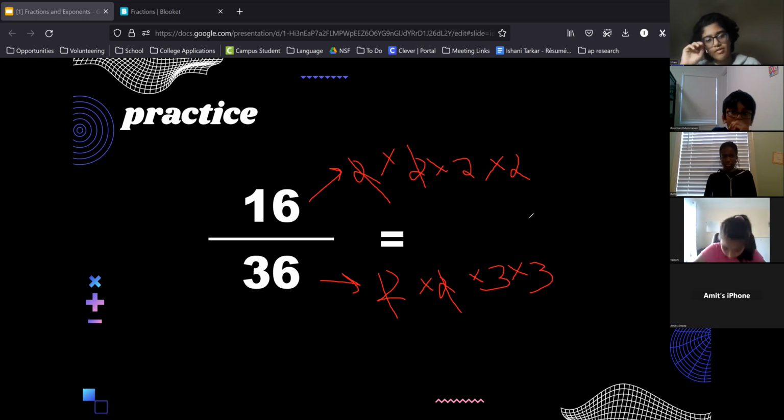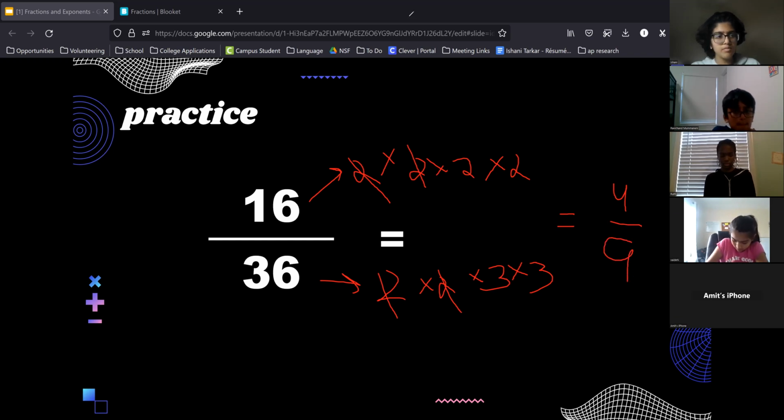And also, by the way, if you think that it is hard, don't worry. When you do more practice problems, it will become much easier, right? So 2 times 2 and 3 times 3, so we are able to get 4 over 9 when we simplify. So good job.